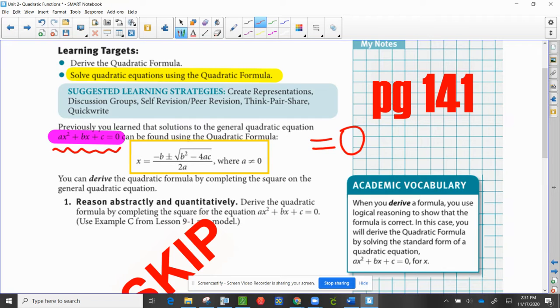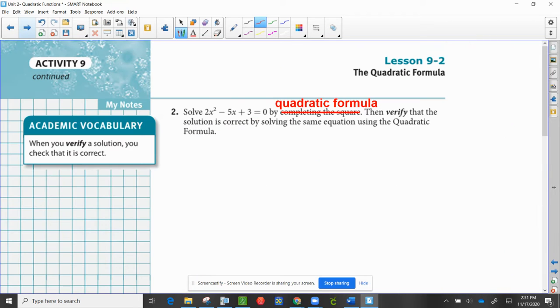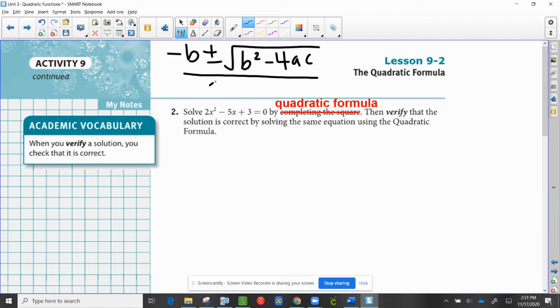Now in your book, we're going to skip number 1. We're not going to really derive this problem. So I actually just want to jump to number 2. The directions normally said to solve by completing the square, but instead I'm going to use the quadratic formula, which I'm going to rewrite for us so we can reference it. So make sure you have this written down somewhere so you can use it later on.